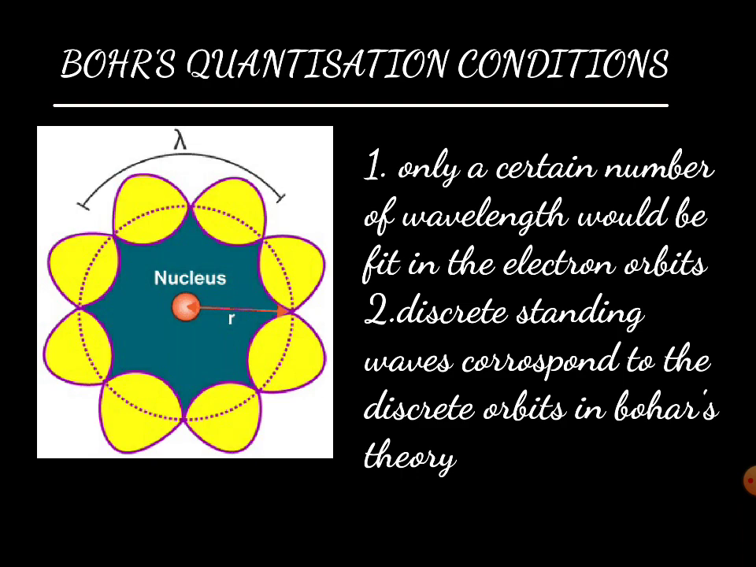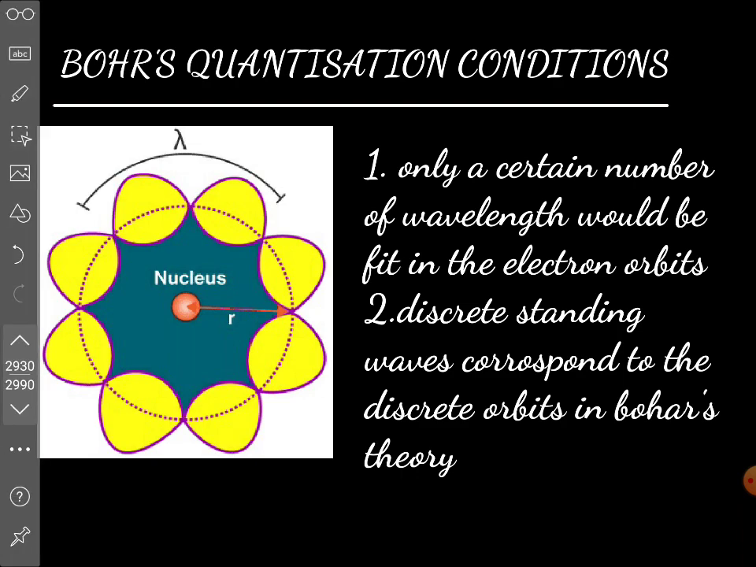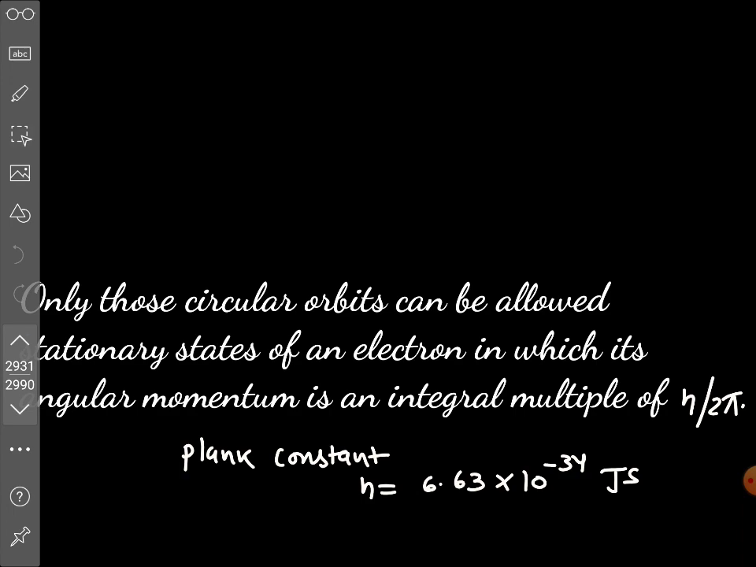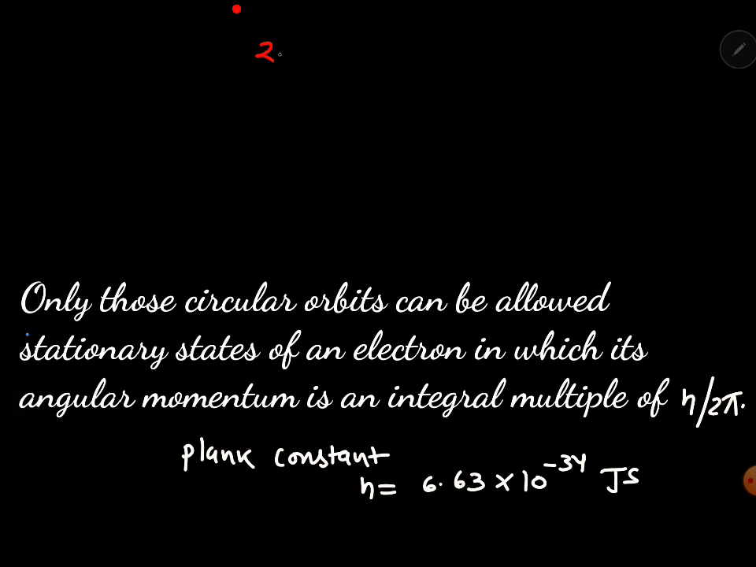According to the de Broglie hypothesis, if the orbits are stationary, meaning the electron has a stationary energy state, then the orbit should contain an integral number of de Broglie wavelengths. It means the length of that orbit should be equal to n into lambda, where lambda is the wavelength and n is the principal quantum number. We can consider this equation number 1.